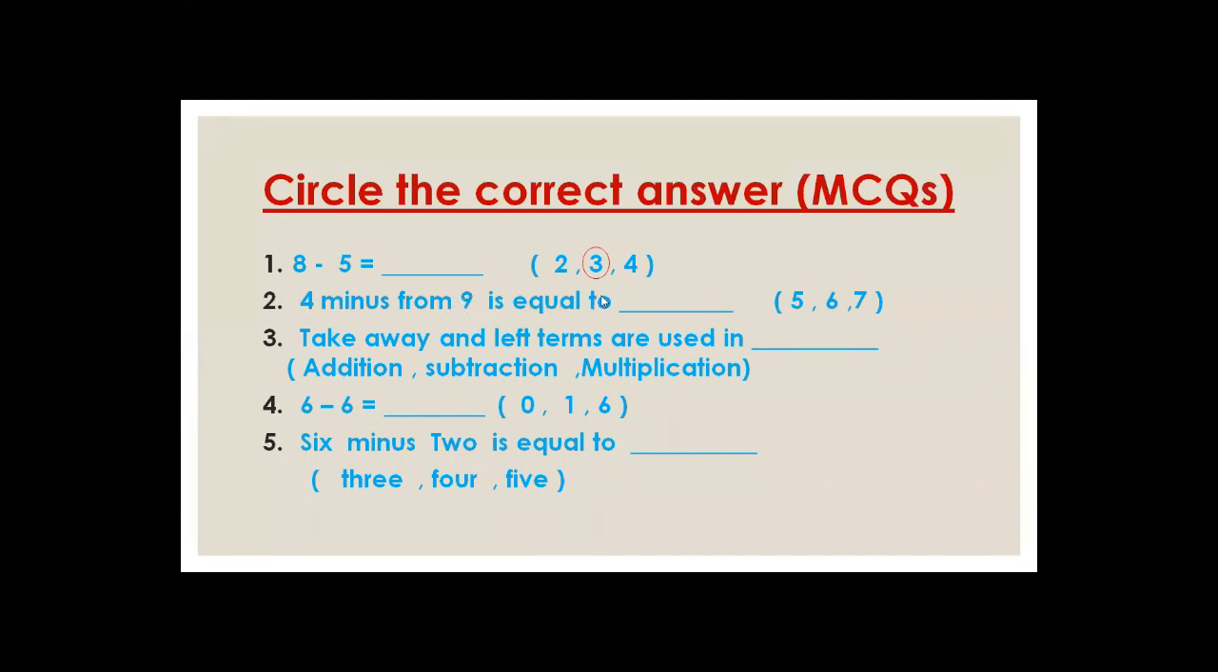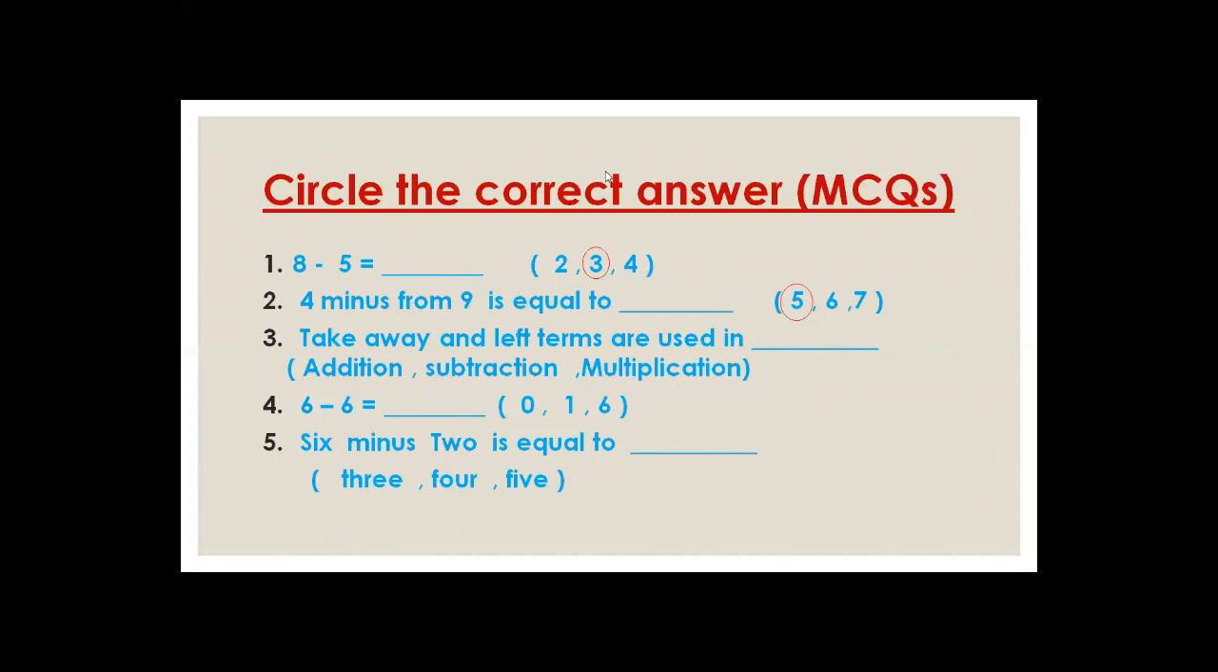So we get the answer. Which answer do we get here? 5, 6, 7. So 4 minus from 9 means 9 minus 4. So we get the answer 5. When we subtract 9 minus 4, we get the answer 5.